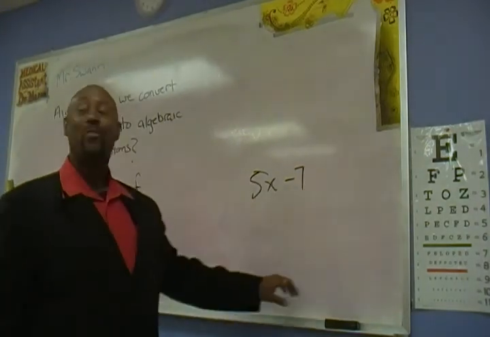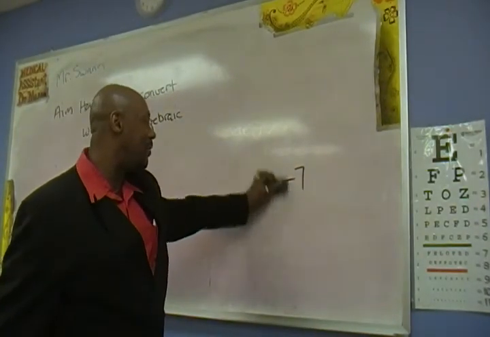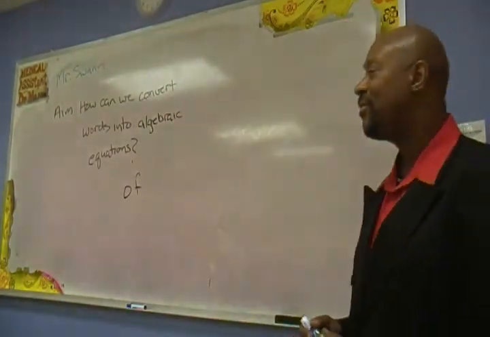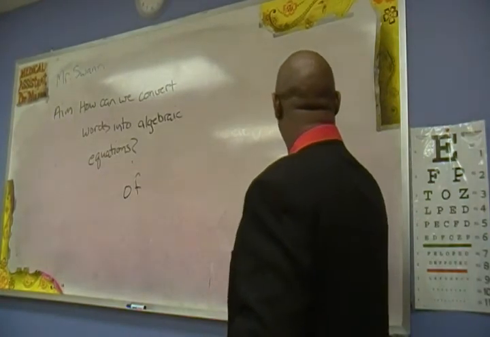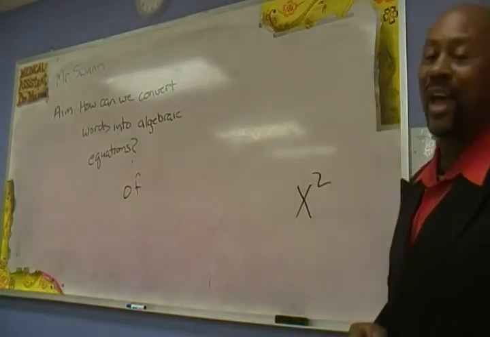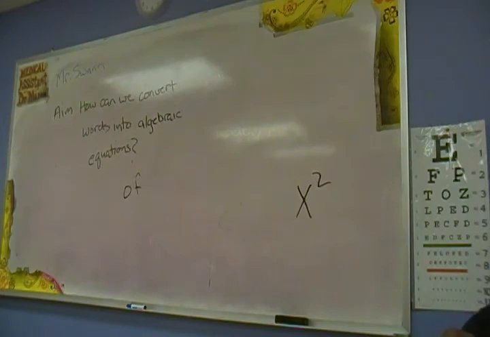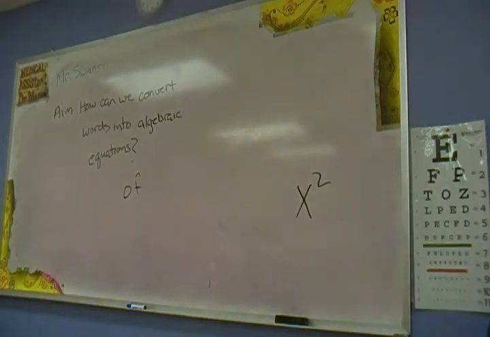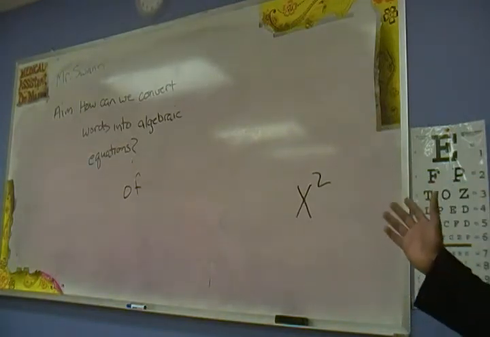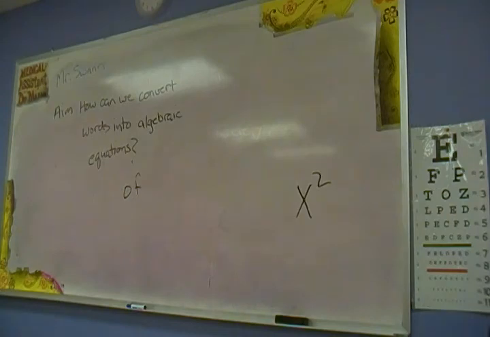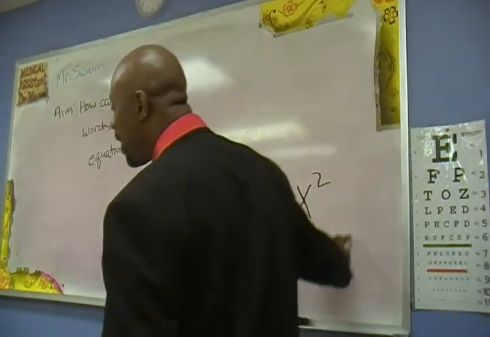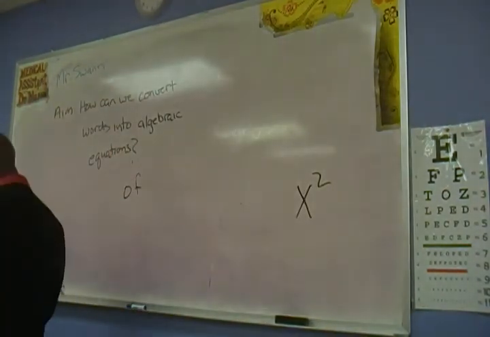A number times itself: x squared. Did y'all get that? Any number times itself is going to be x squared. So swan times swan is swan squared. All right? A number times itself, x squared.